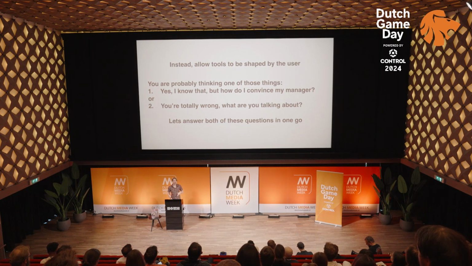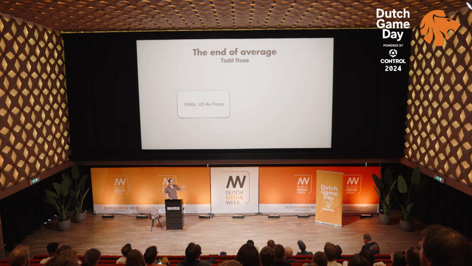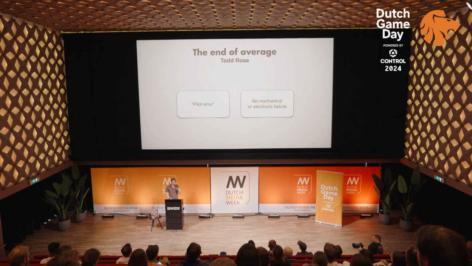And to do that, we have to talk about The End of Average. This is a great book by Todd Rose from 2016. I highly recommend reading it. In there is a story about the 1940s, when US Air Force pilots were having trouble. They were swerving, crashing, all kinds of issues. So what was, of course, brought up as the initial issue that must be the case? Pilot error. The user must be wrong, right? But there were no mechanical or electronic failures, and they go through lots of training, so that can't be the problem. So what did they find out?